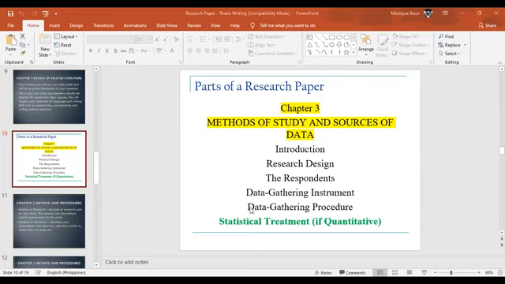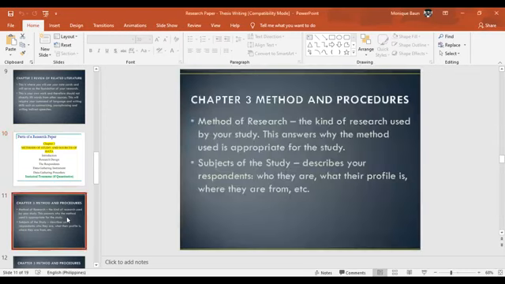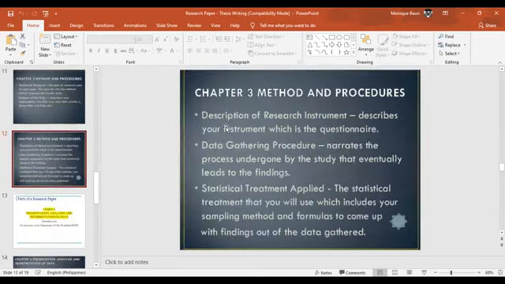Okay, so for chapter 3, we have the methods and procedures. First, we have the method of research, the kind of research used by your study. This answers why the method used is appropriate for the study. The next one is subjects of the study. It describes your respondents, who they are, what their profile is, where they are from, and etc.